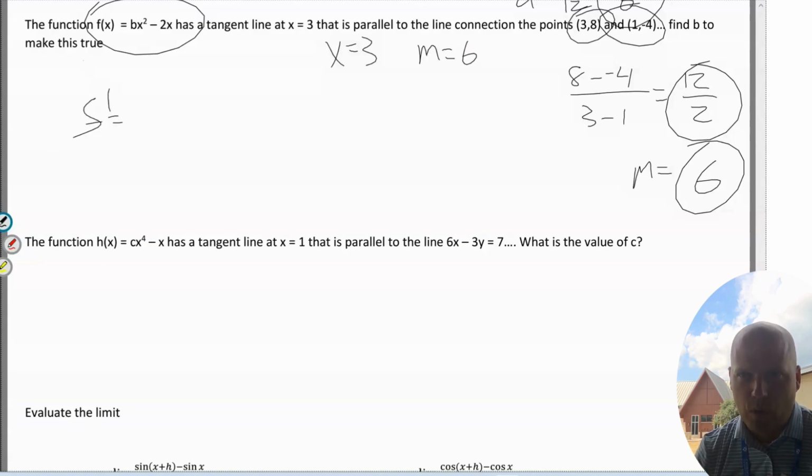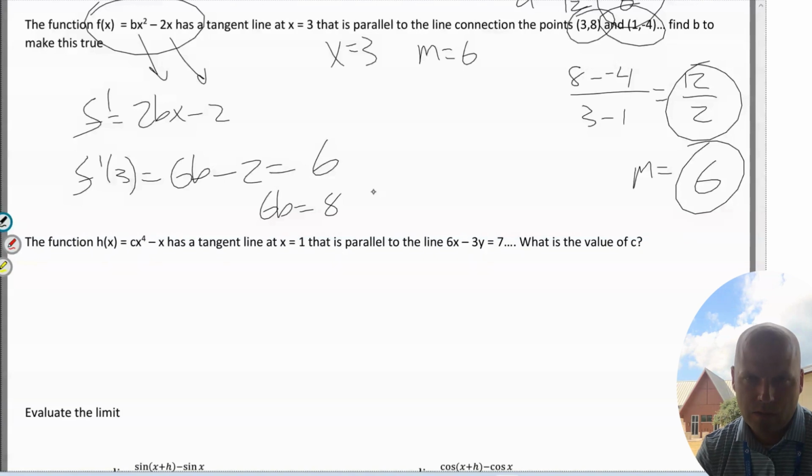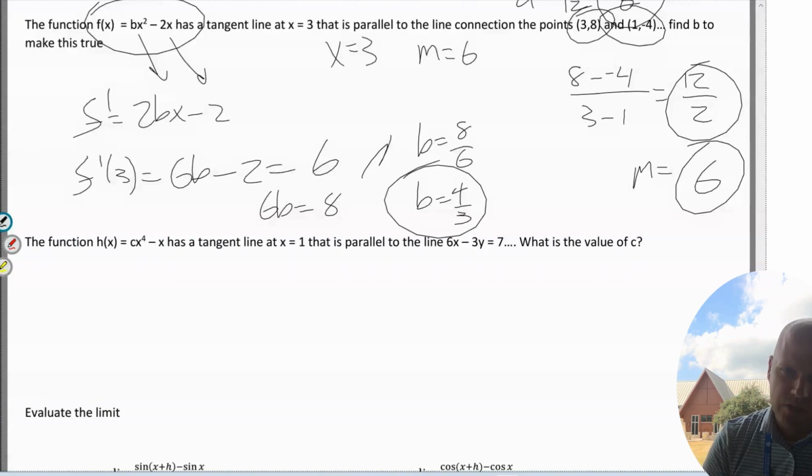Get your slope equation. That's your slope equation. When x is 3, my m needs to be 6. This is not bad. If you're trying to memorize though, it's gonna be tough. What makes this tough is you actually have to find the slope by solving for y.